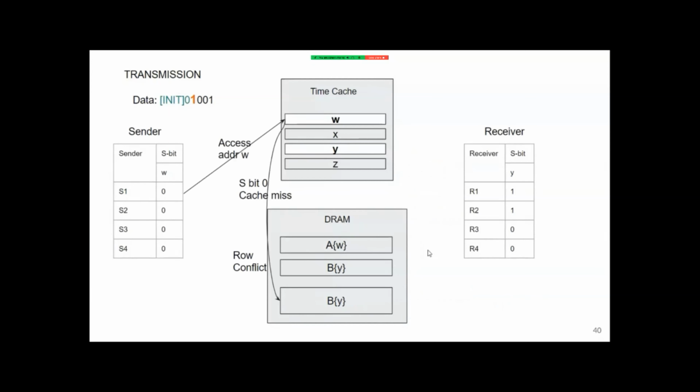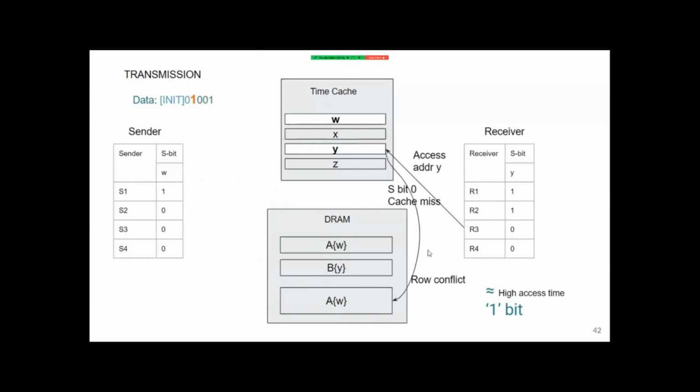If 1 is to be transmitted, the sender will access the address W. Eventually, the row buffer will contain the row that has the sender's address W. The S bit for S1 will be set. Later, when R3 accesses address Y, as its S bit is also 0, it will cause a cache miss and a row buffer conflict due to the sender's previous activity. R3 will interpret this row buffer conflict, that is high access time, as 1.